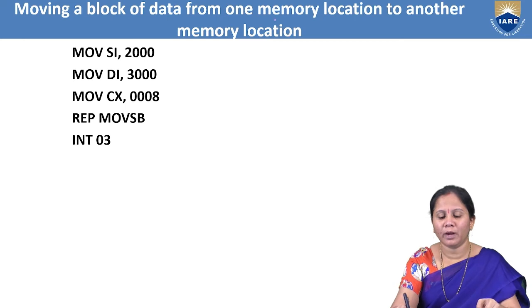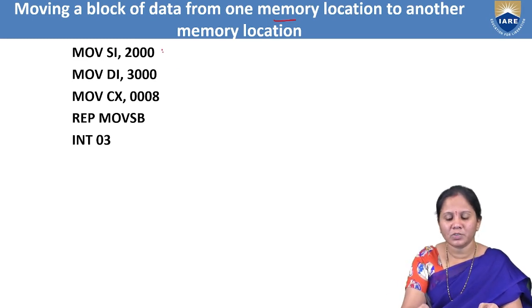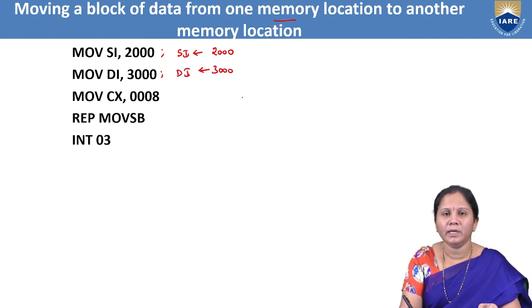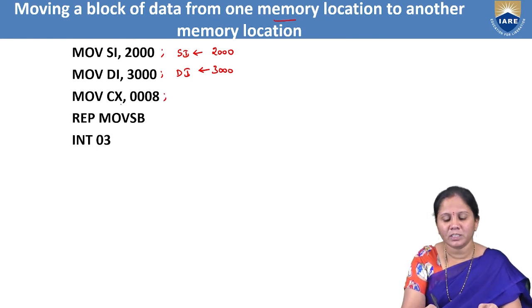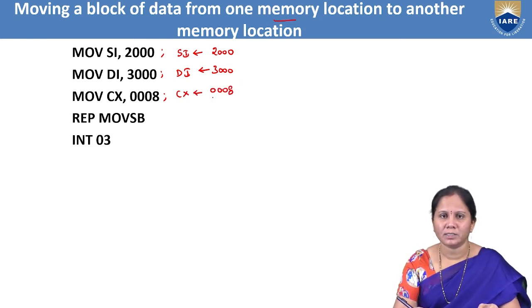So this is the program to move a block of data from one memory location to another memory location. Here the first instruction is MOV SI, 2000. So the value 2000 is moved into the SI register. And next one, MOV DI, 3000. So the value 3000 will be moved into the DI register. And next MOV CX, 0008. So the 0008 value will be moved into the CX register.